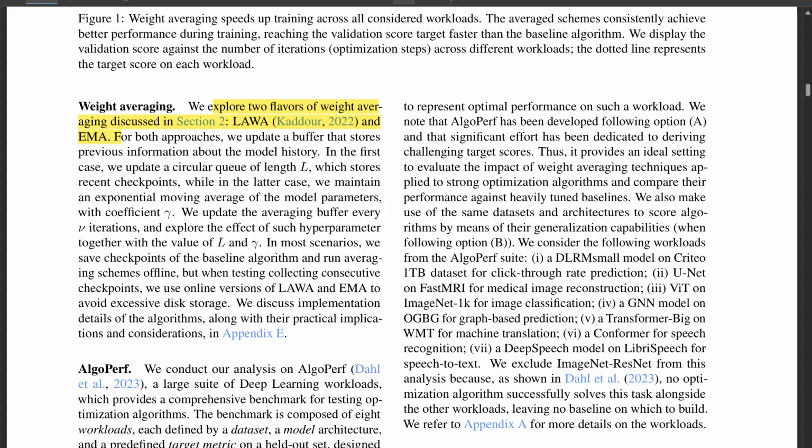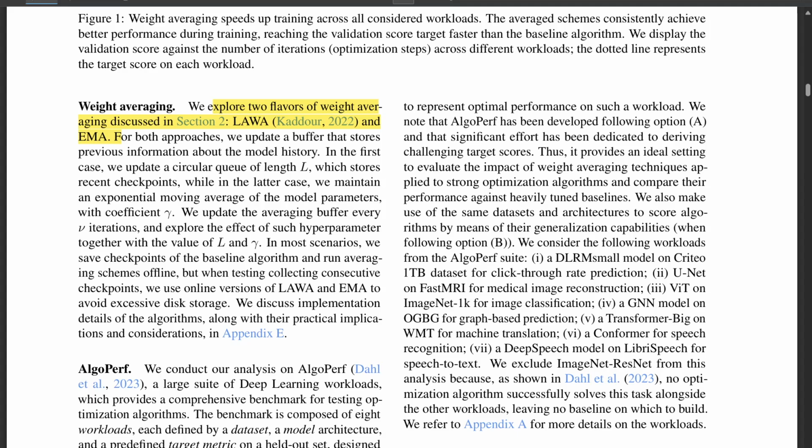You don't need to store all those past snapshots, which is a massive practical advantage when you're dealing with memory constraints. And that's precisely why it's so popular for those gigantic image synthesis models. Memory is often the bottleneck there. Gotcha. LAWA is equal weight in a window. EMA is exponential decay, much lighter on memory. Okay, so we get the what and why, the different types.